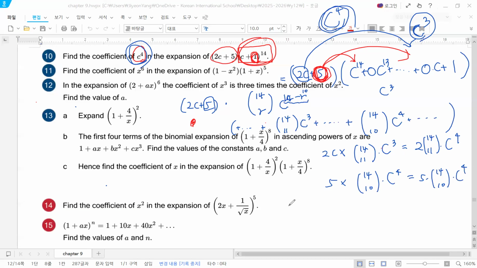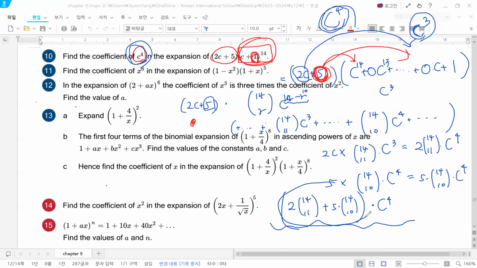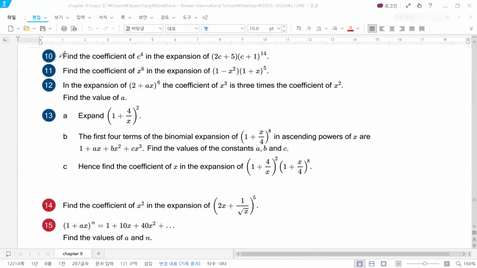So 2 times 14 choose 11 plus 5 times 14 choose 10, c to the power of 4 is the term that represents c to the power of 4. So this is the coefficient of this question. By using your calculator, you can find the value. Let's move to question number 11.